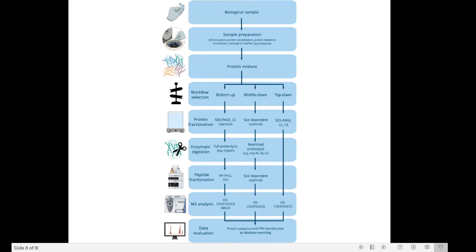Then MALDI-TOF helps to understand the structure of the protein. These are all the techniques which help you do your post translational modification analysis.